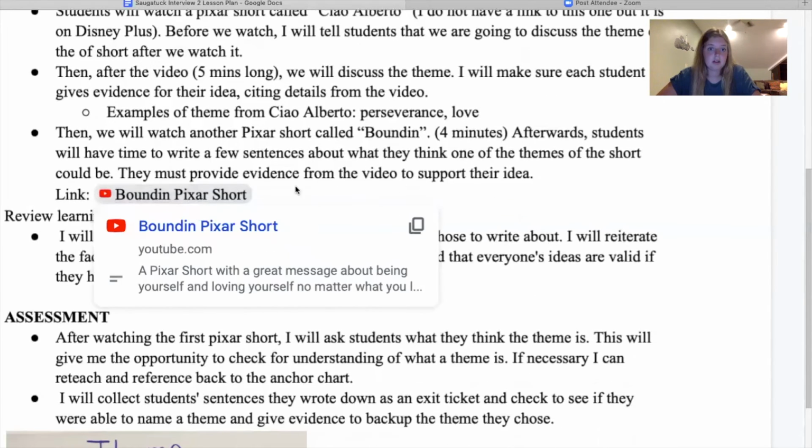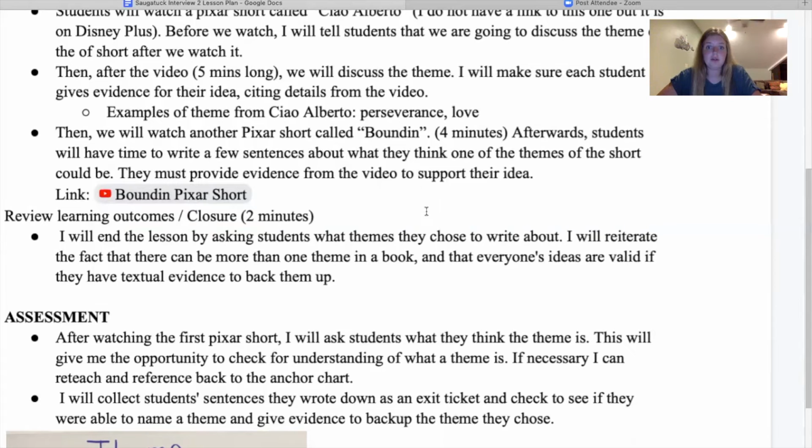Then we would move on to the part where students would be able to show me that they have learned. This would be more of an individual activity where we would watch another Pixar short called Boundin. Afterwards, students would have time to write 1 to 2 sentences explaining what they thought the theme of this short was, giving evidence from what the characters do and say, some kind of detail within the Pixar short.